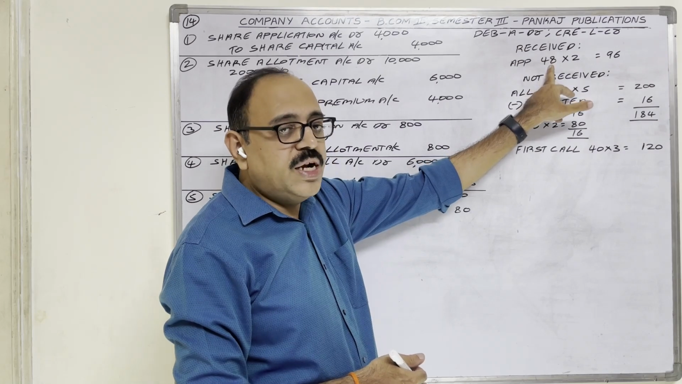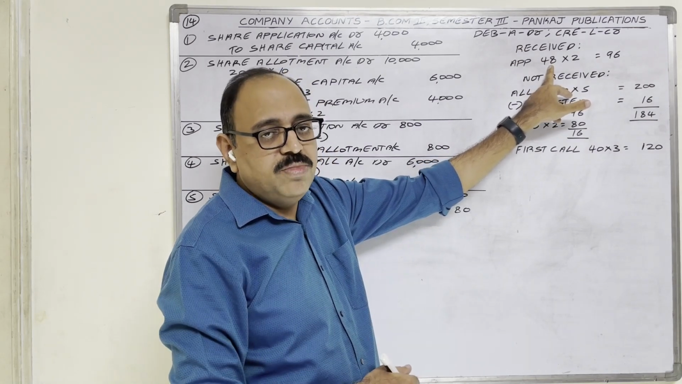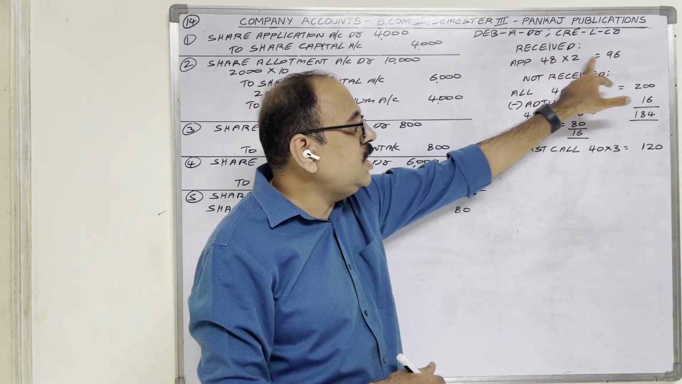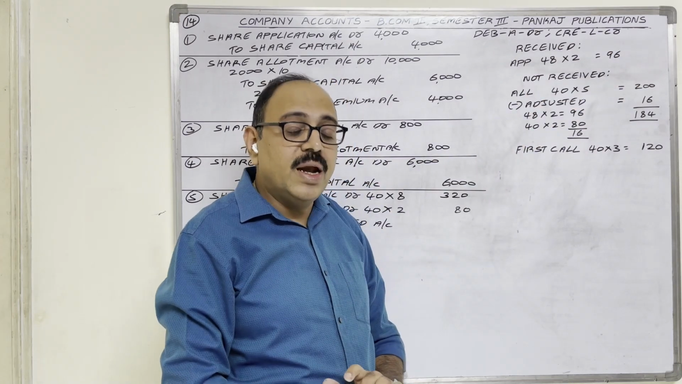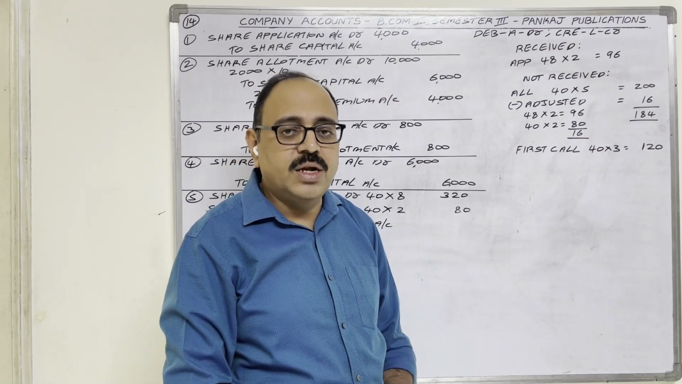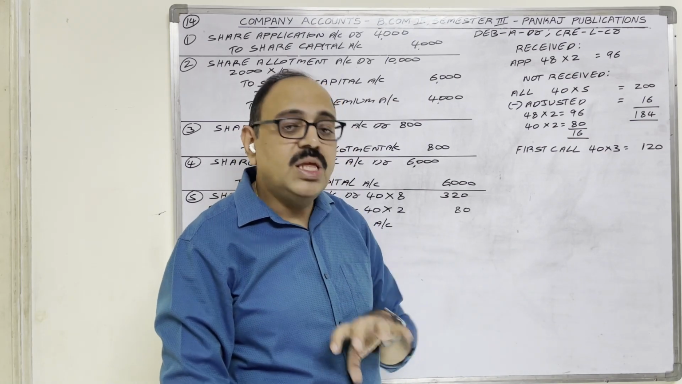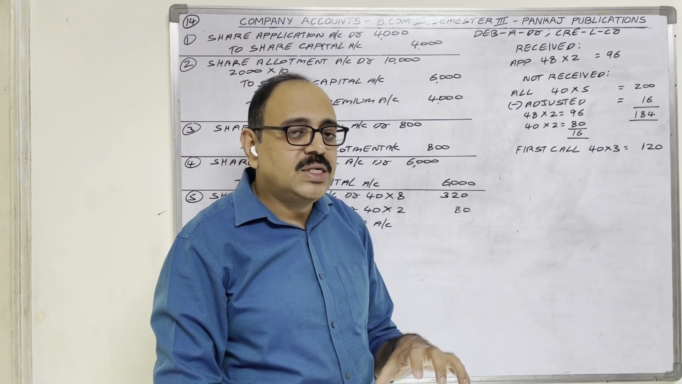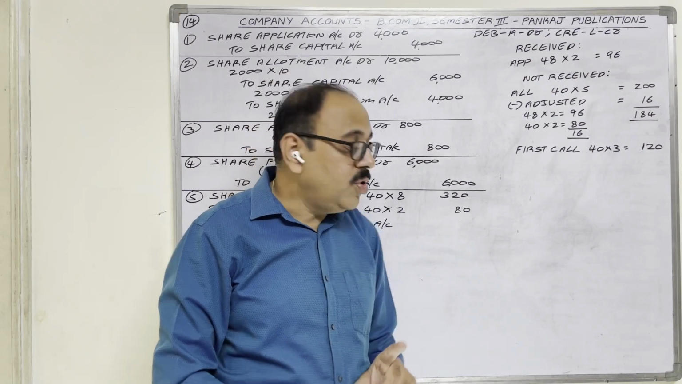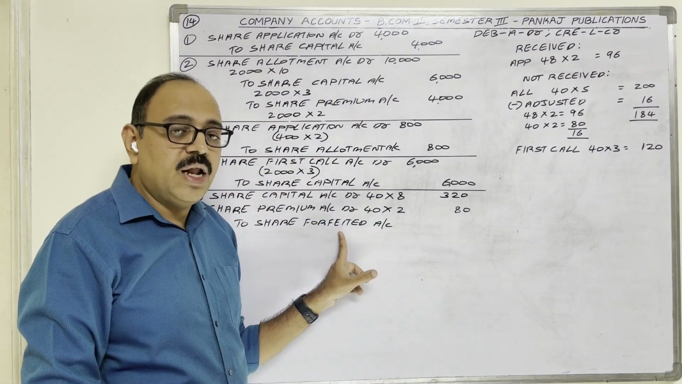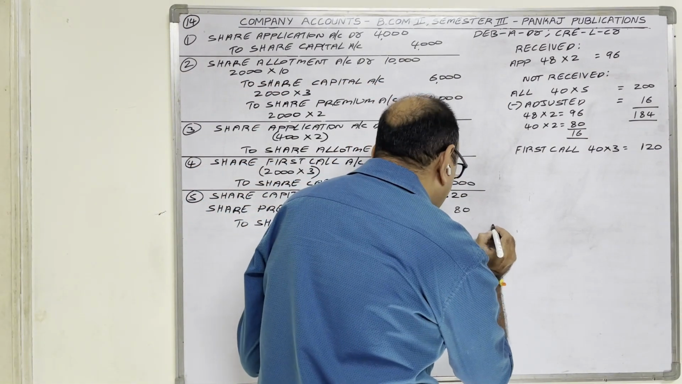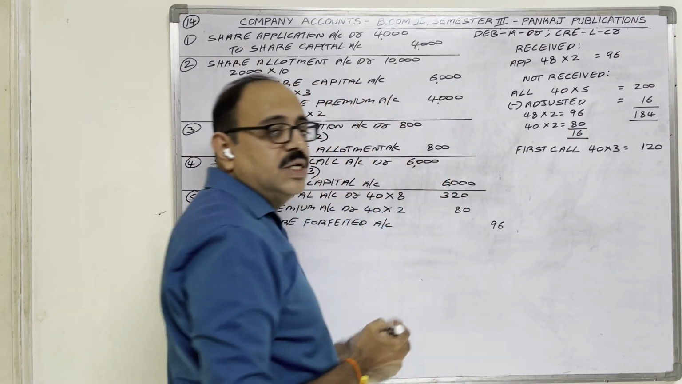Ramesh applied for 48 shares. Company allotted 40 shares to him. How much application money he paid? 48 shares at the rate of 2 rupees each, 96 rupees Ramesh paid. So that 96 rupees company is not going to return to Ramesh because his shares are forfeited. So company retains this amount with it. So for company, this 96 rupees is capital gain. Capital gain comes under nominal account. As per nominal account rule, share forfeited account, capital gain we are crediting with the 96 rupees. Nothing but amount received on forfeited shares.